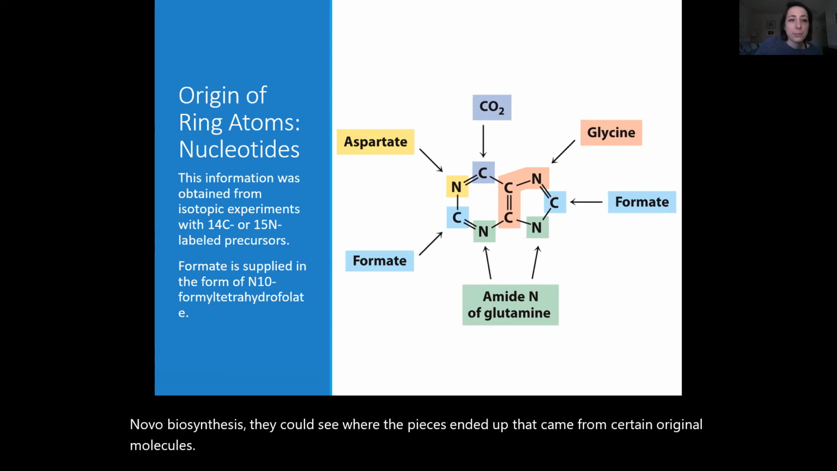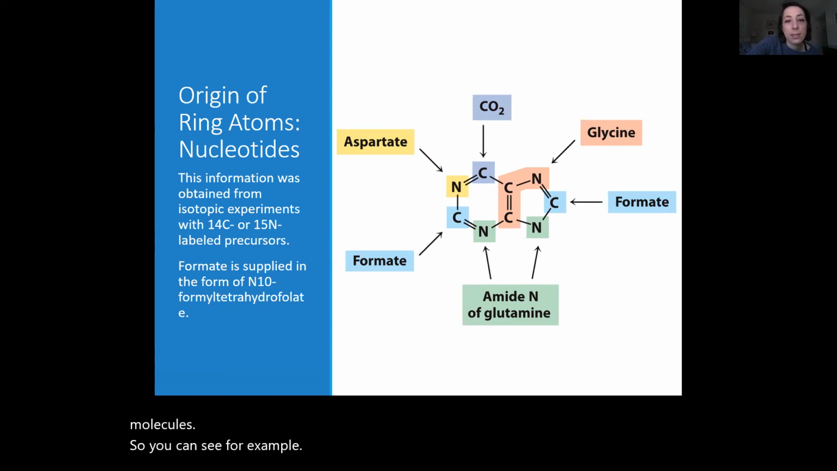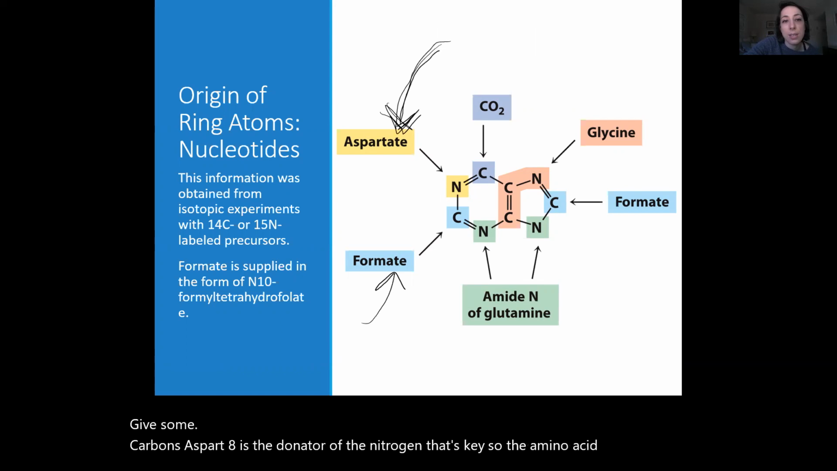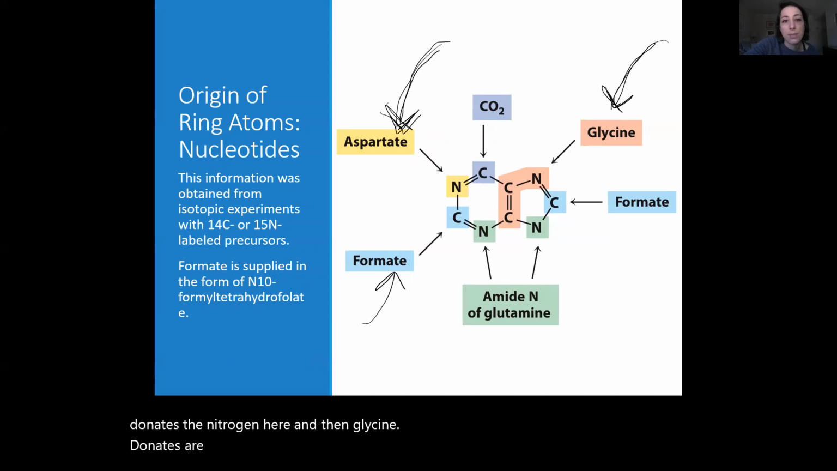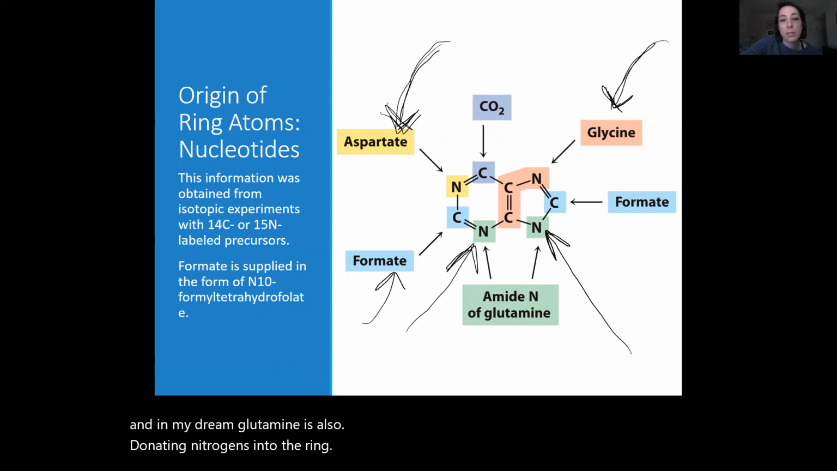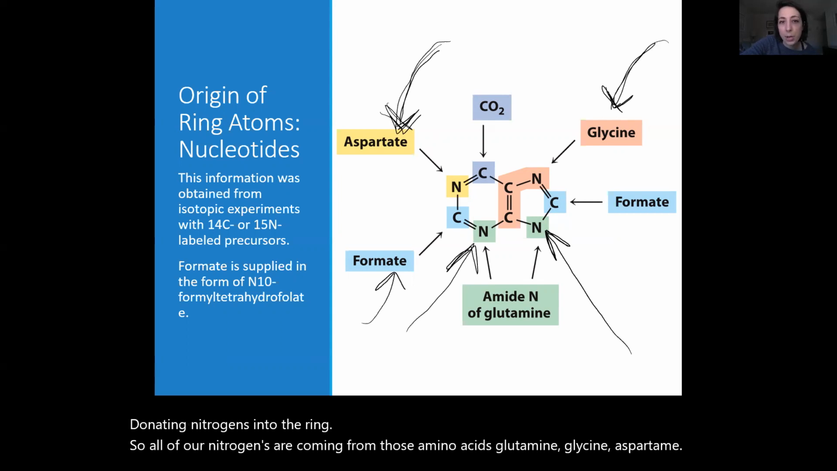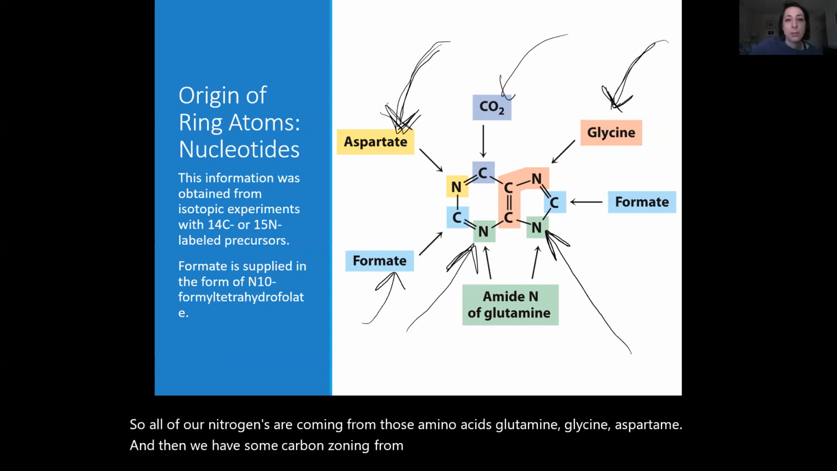So you can see, for example, formate gives some carbons. Aspartate is the donator of the nitrogen. That's key. So the amino acid aspartate donates the nitrogen here, and then glycine donates our other nitrogen and some carbons here. Glutamine, an amide from glutamine, is also donating nitrogens into the ring. So all of our nitrogens are coming from those amino acids, glutamine, glycine, aspartate. And then we have some carbons donated from formate and CO2.